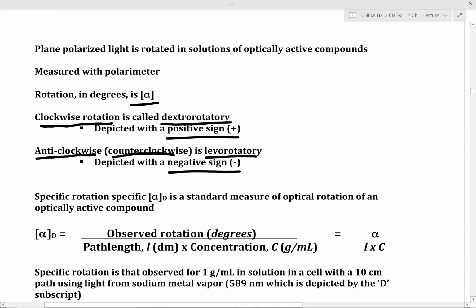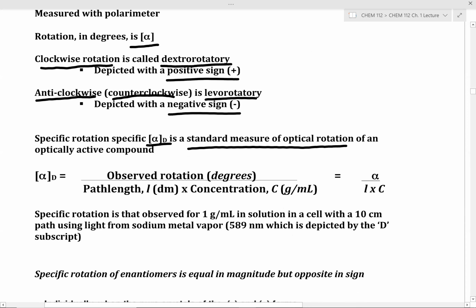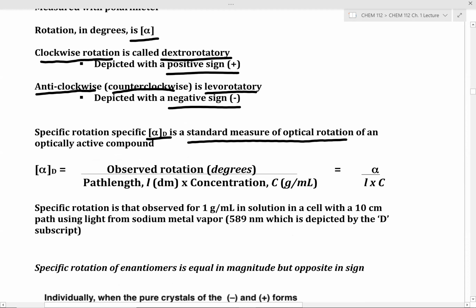Now, the specific rotation, alpha D, is a standard measure of optical rotation, and quite simply, it's taking the observed rotation, accounting for the path length of your cell and the concentration of your solution. Specific rotation is typically observed for 1 gram per mL in solution for a cell with a 10 centimeter path length using light from sodium metal vapor. Most of the instruments are standardized for measuring specific rotation such that you won't actually have to use this equation very often.